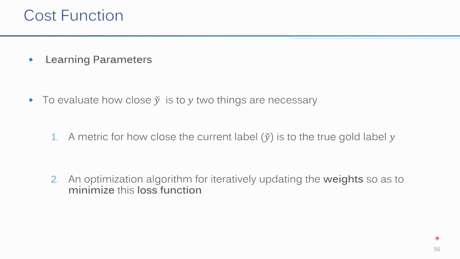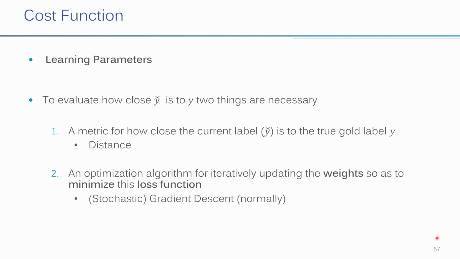Two things are necessary for that. First, we need a metric of how close the current label, or the prediction that we have, is to the true gold label. So how close our prediction is to the real value. And then an optimization algorithm that allows us to iteratively update the weights so that we can minimize this loss function, or minimize our error as much as possible.